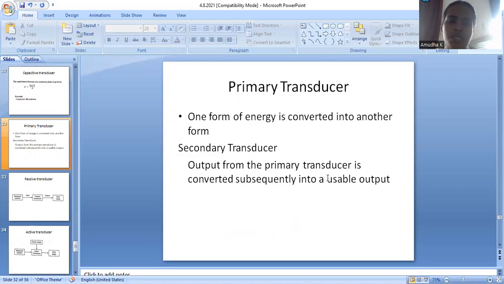In a secondary transducer, the output from the primary transducer is converted subsequently into a usable output. In a primary transducer, the input is in physical form, which is converted into electrical form, either voltage or current. In the secondary transducer, the output of the primary transducer is the input, and it is converted into a usable output.